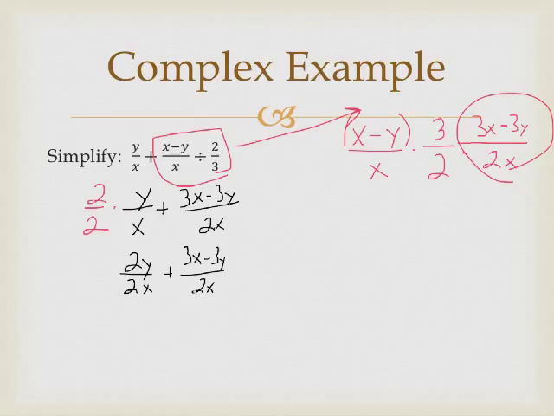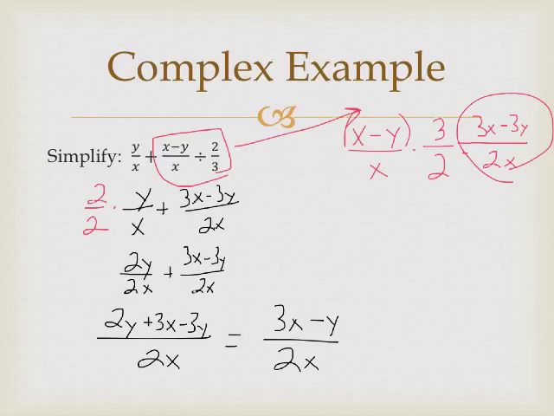And now that we have the same denominator, we can write it as a single fraction. So we have 2y plus 3x minus 3y all over 2x. And now it's just simplifying. So the x's don't go anywhere. There's a 3x. But then I have 2y minus 3y. So 2 minus 3 is negative 1. Gives me minus y over our denominator of 2x. And there we go. We're good to go.